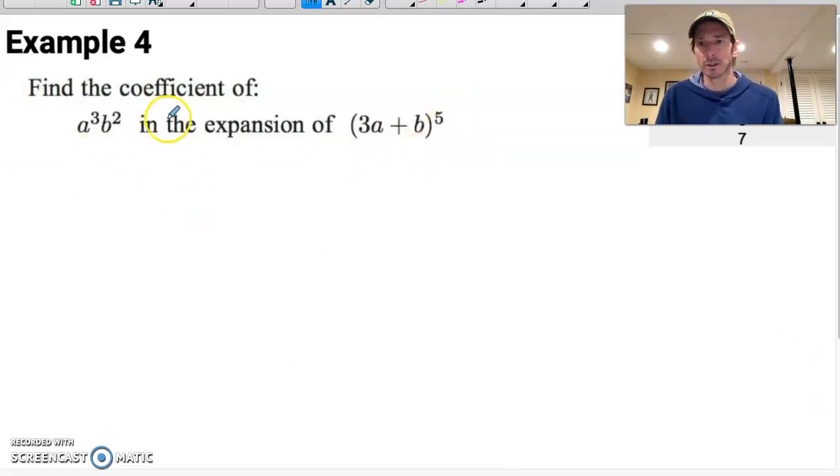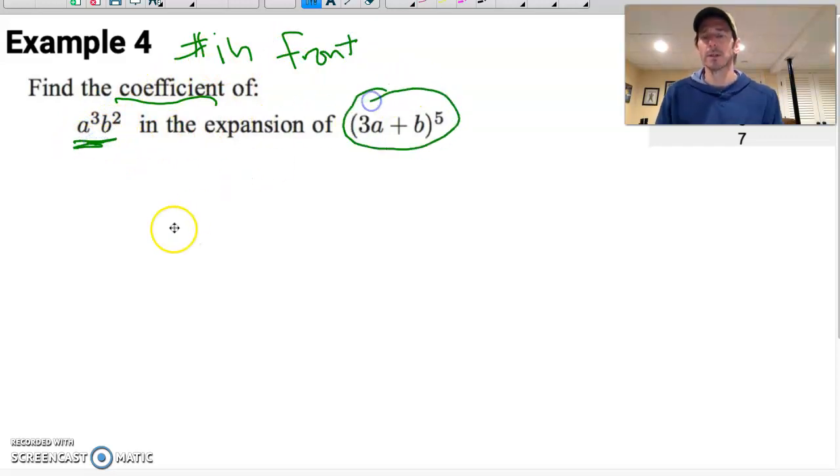This is another question they love to ask. They want the coefficient, which is just the number in front of this particular term from this expansion. So I need to figure out what this coefficient would be out in front of a cubed b squared if this is what I'm expanding.